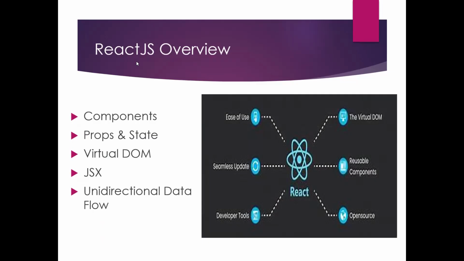We will go through the React.js overview. React.js consists of components, props, and state, virtual DOM and JSX, and it also has unidirectional data flow. Why is React.js preferred over plain HTML? It is easy to use, it has seamless updates, it has many developer tools, it has a virtual DOM and reusable components, and it is also open source.